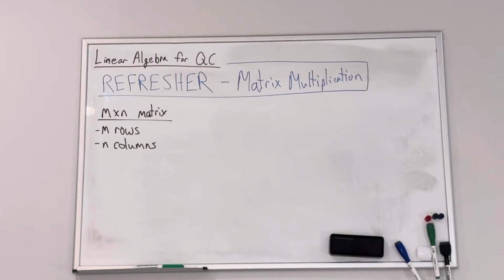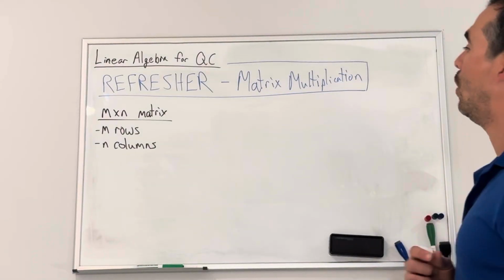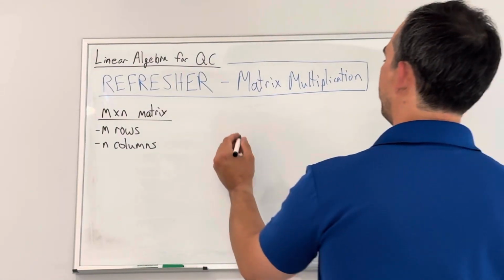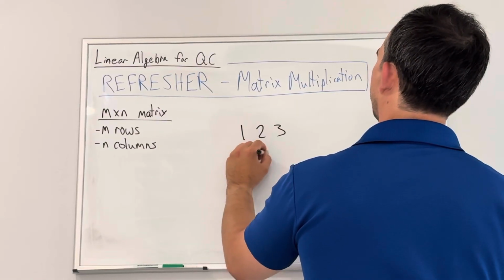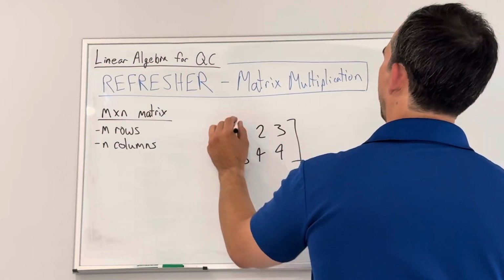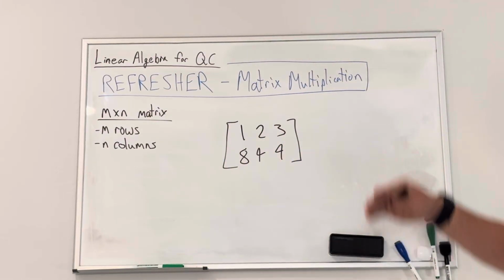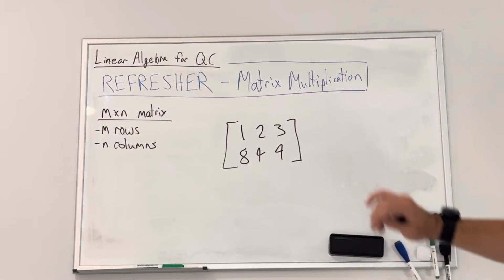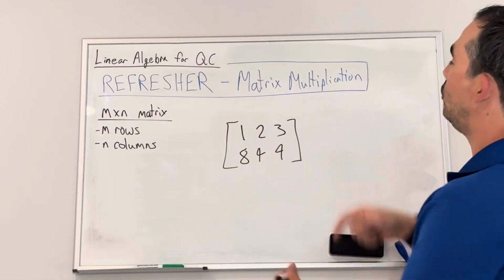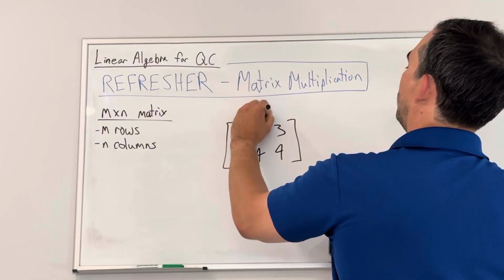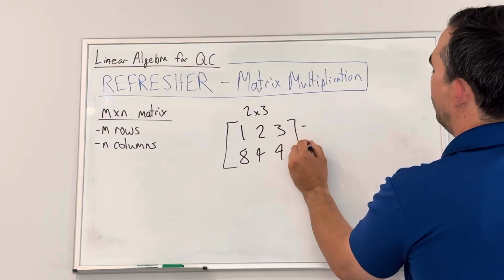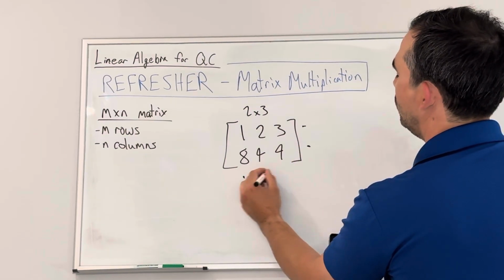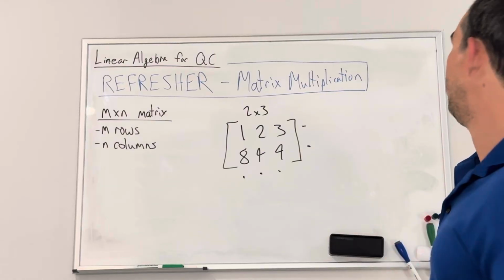Okay, so this is just a quick refresher on matrix multiplication, just in case you haven't seen this in a while. Recall that a matrix is just some grid of numbers, let's say 1, 2, 3, 8, 4, 4. A matrix has a certain number of rows and a certain number of columns. In this case, I have a 2 by 3 matrix, because there are 2 rows, row number 1 and row number 2, and I have 3 columns.